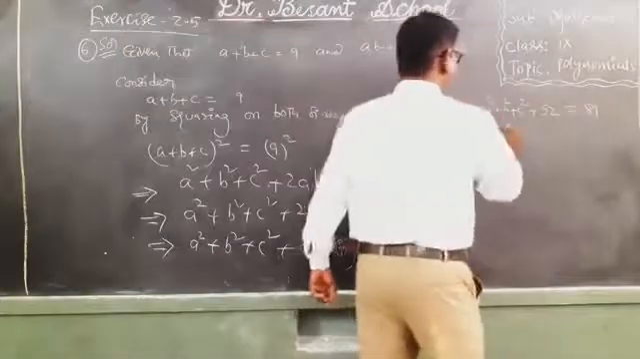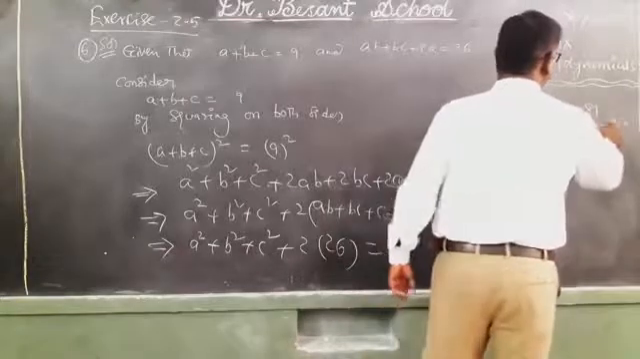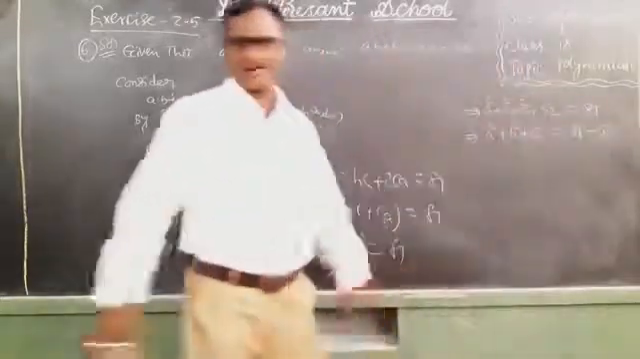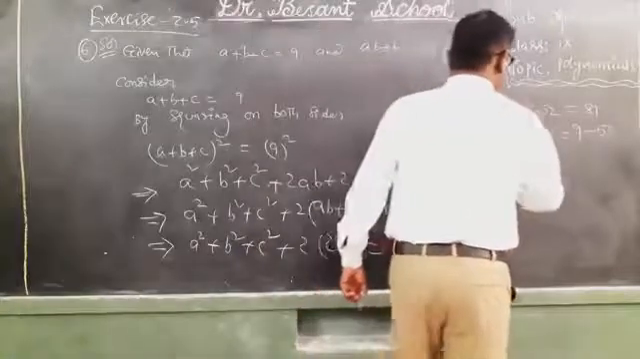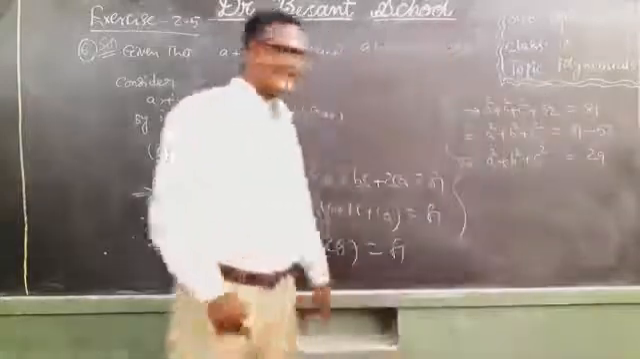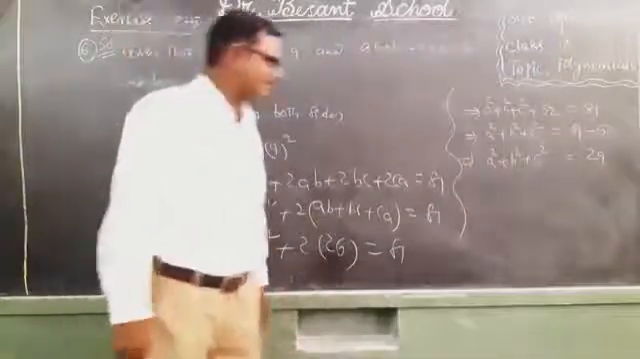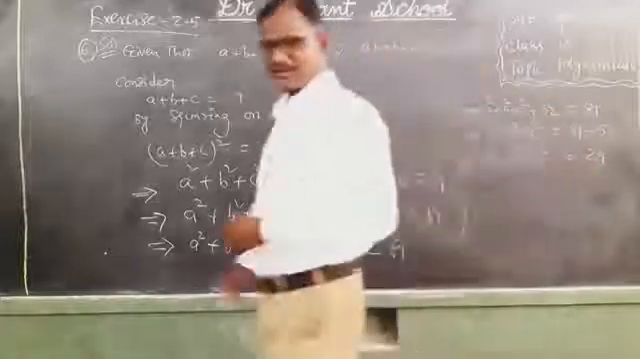This implies a square plus b square plus c square equals 81 minus 52. This implies a square plus b square plus c square equals 29. What's the value of 81 minus 52? 29.